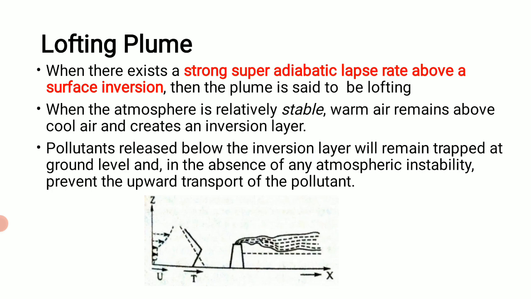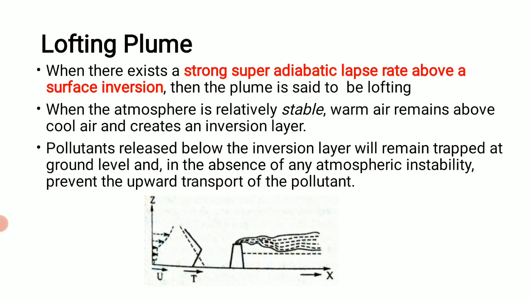Okay, and right from lofting plume onwards, two kinds of atmospheric conditions will be there. That is, there exists a strong superadiabatic lapse rate above a surface inversion. That is, an inversion is existing below. That is why you can see in the diagram that initially the temperature increases with height, that is an inversion condition, and above that inversion condition the superadiabatic lapse rate exists. Okay, so superadiabatic lapse rate corresponds to an unstable atmosphere.